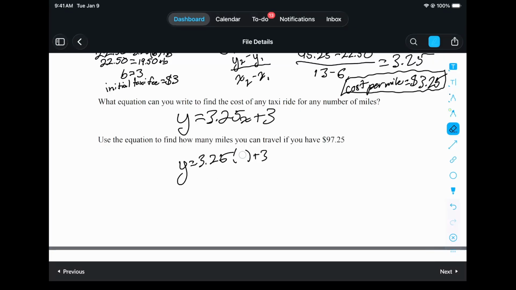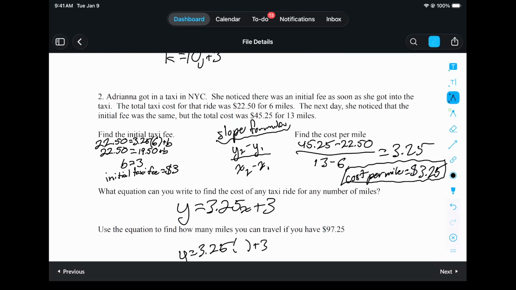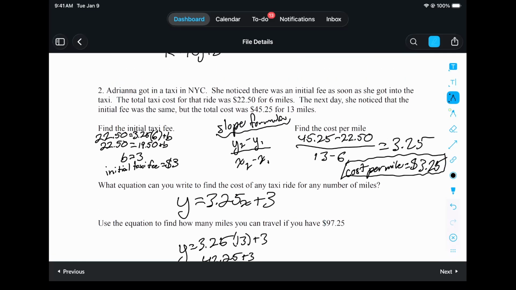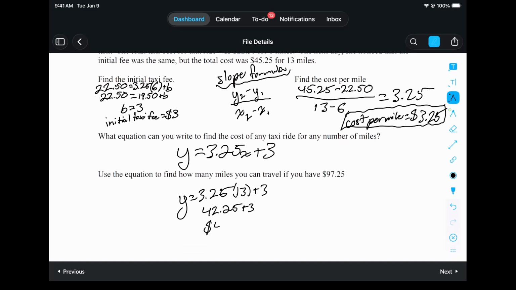Let's test it for real though. Since we already used the 2 and the 6, let's plug in 13 to test our equation. All right. So 3.25 times 13 is 42.25, plus 3, we should get 45.25. And that is correct. For 13 miles, the total cost will be 45.25. So we have our equation, and we know it works too.